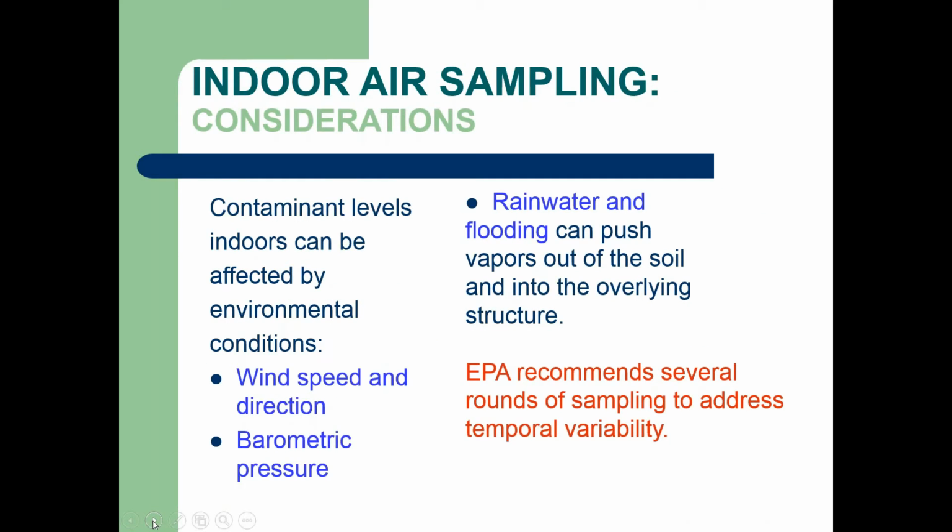EPA also notes some environmental considerations for sampling indoor air. Wind speed and direction, barometric pressure, and rainwater. This honestly was news to me. I never thought about outside environmental conditions when sampling indoor air. For all of these reasons, EPA recommends several rounds of indoor air sampling to address potential variability.